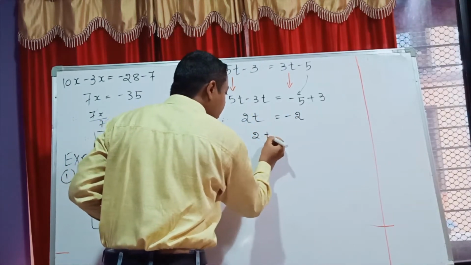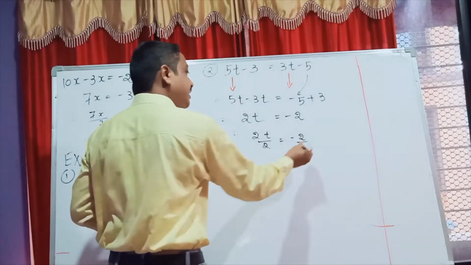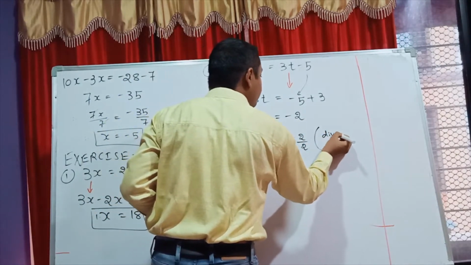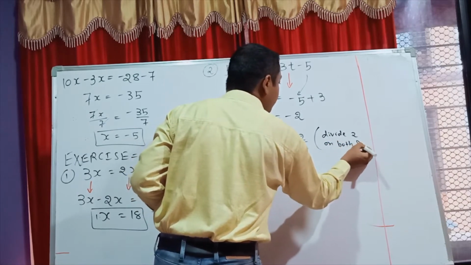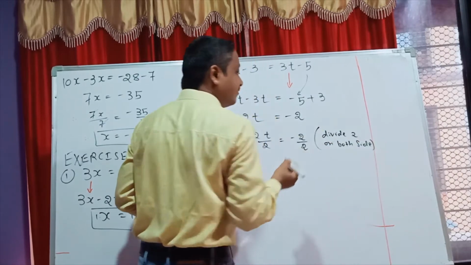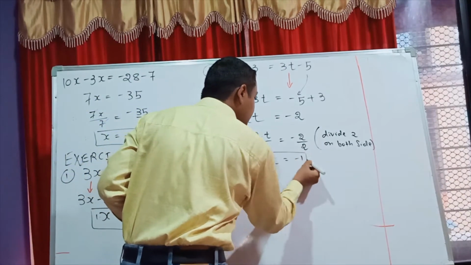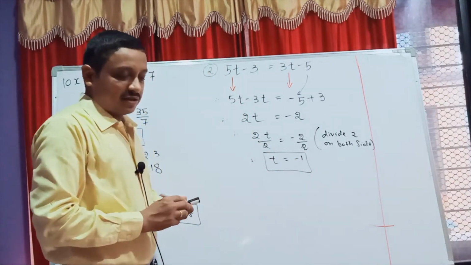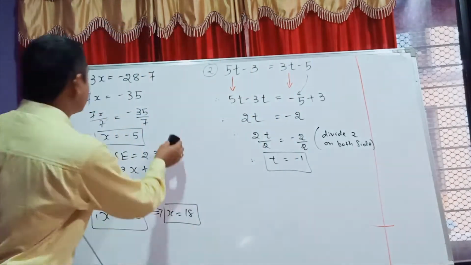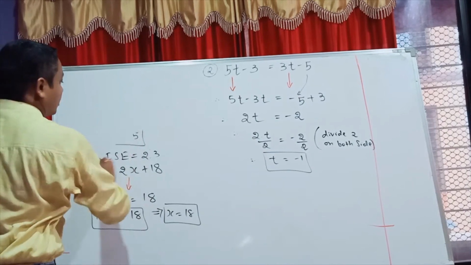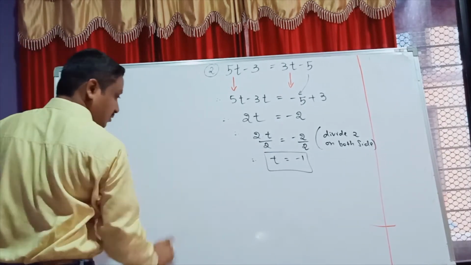Now students, divided by 2 on both sides, and declare here, divide 2 on both sides, that way. So finally I get t is equal to minus 1, and happily, easily you get, students, here 2 marks. It is our 2 marks question, students. A very simple way. I just finished that.